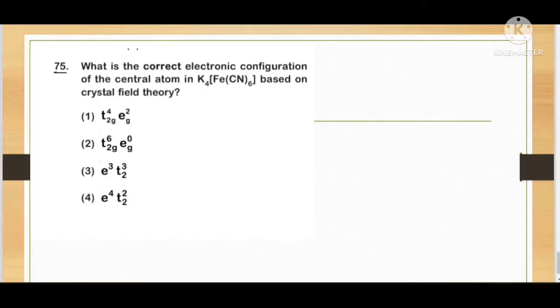Now let us discuss question 75. What is the correct electronic configuration of the center metal atom in K4[Fe(CN)6] based on the crystal field theory? According to crystal field theory, what is the electronic configuration of a central metal atom? That is ferrous.